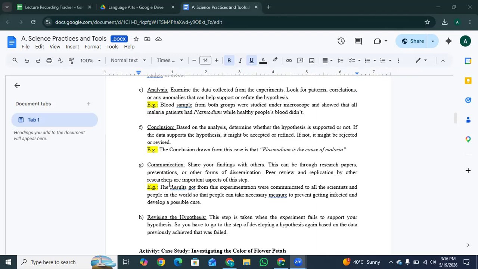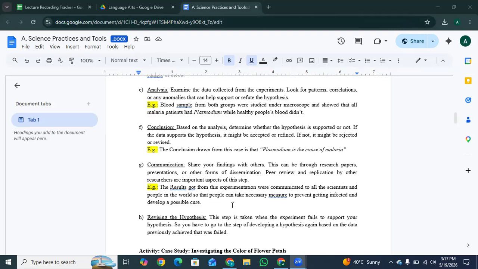So the next one is communication. Share your findings with others. This can be through research papers, presentations, or other forms of dissemination. Peer review and replication by other researchers are important aspects of this step. For example, the results from this experimentation were communicated to all the scientists and people in the world so that people can take necessary measures to prevent getting infected and develop a possible cure.